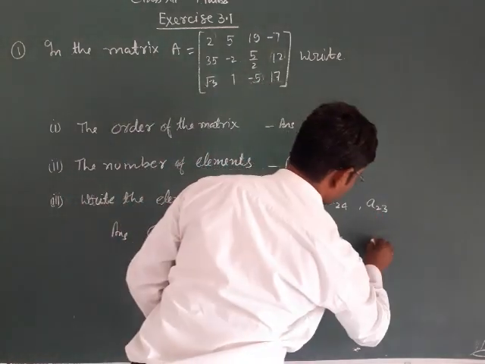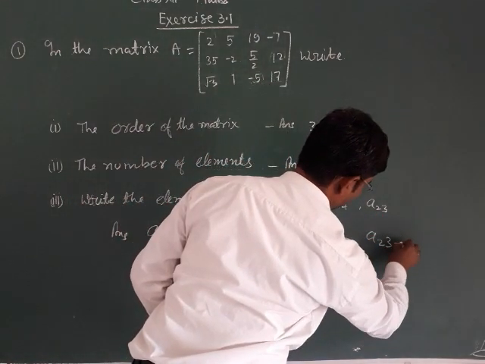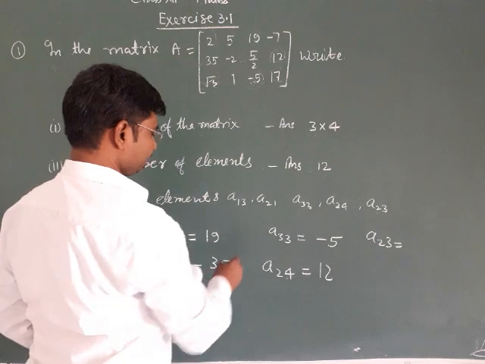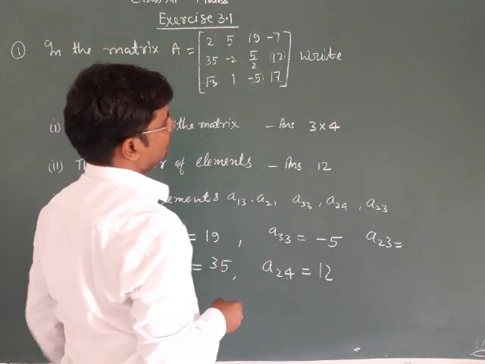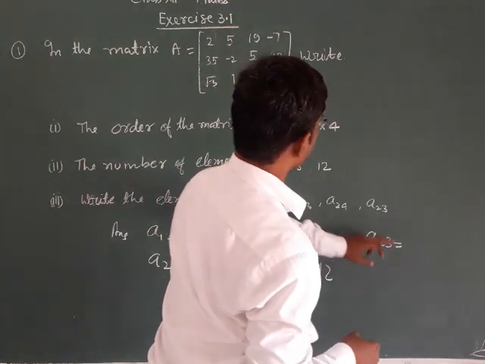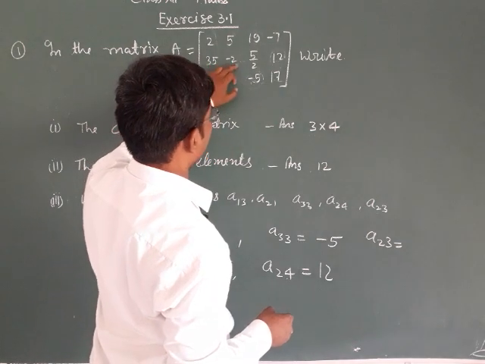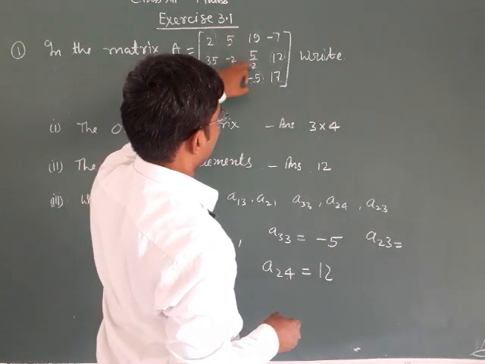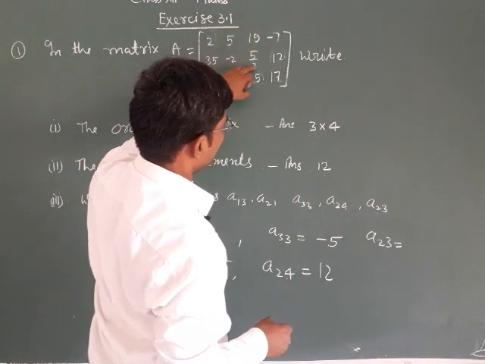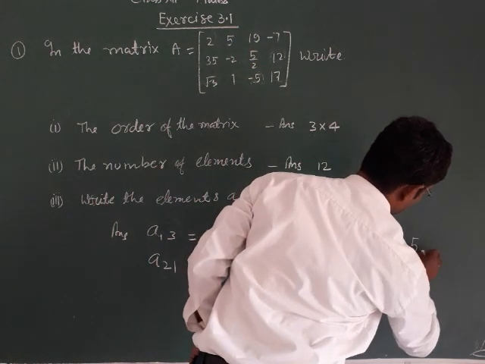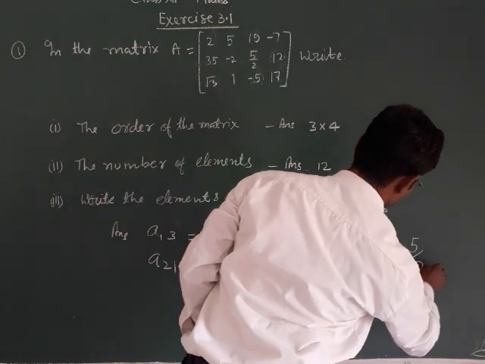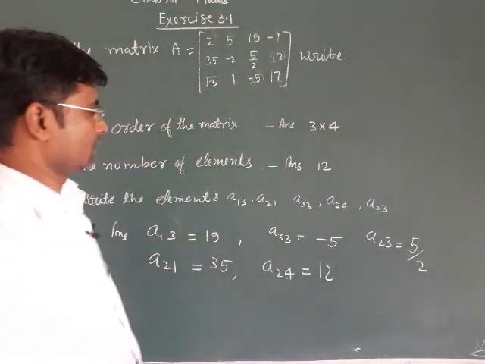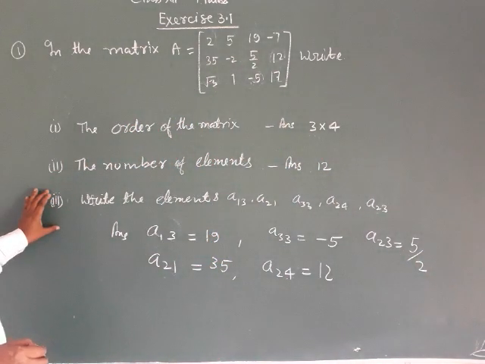And at last, a23 is the second row and third column. The element at the second row and third column is 5 by 2. This is the answer of the third part.